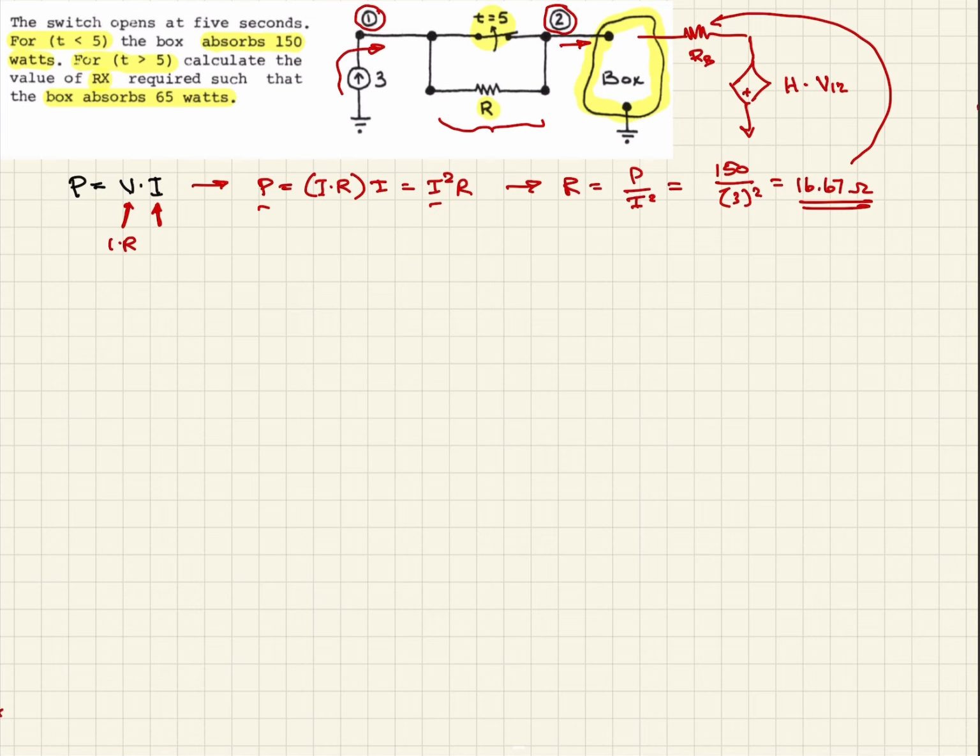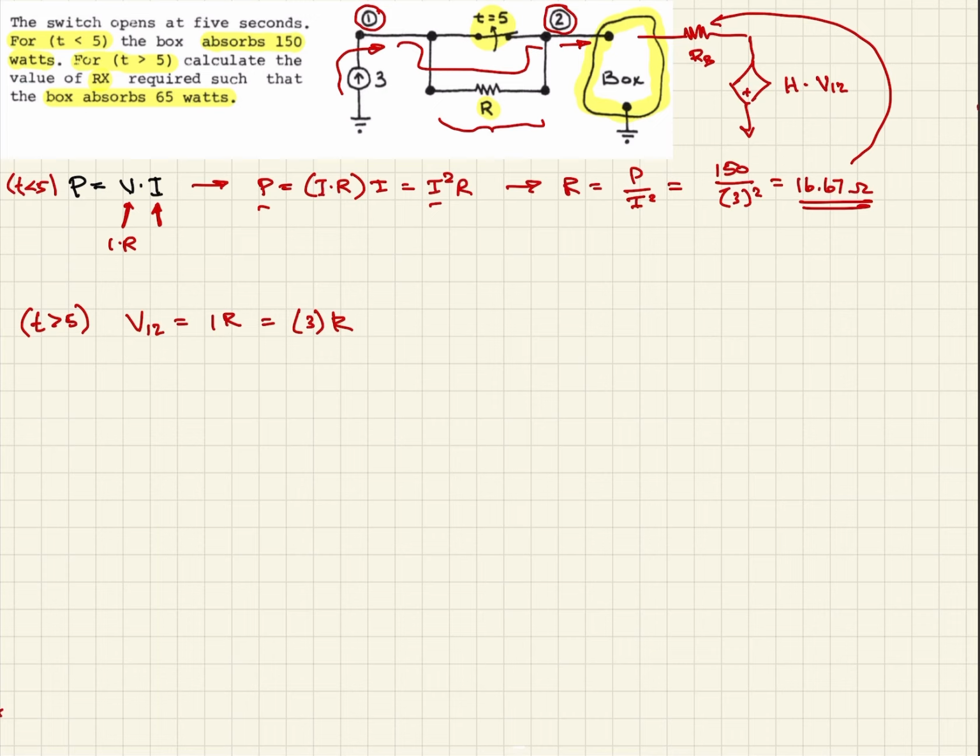Okay, so now we want to look at, again, this is for t less than 5. So now we want to look at for when t is greater than 5. So when t is greater than 5, the switch is open. And we know now then that the voltage V12, before it was 0 because it was just a short circuit, but now the difference between 1 and 2 goes through here. And so it's going to be equal to IR. And we know I is 3 amps, but we don't know R. So we'll keep that in our back pocket.